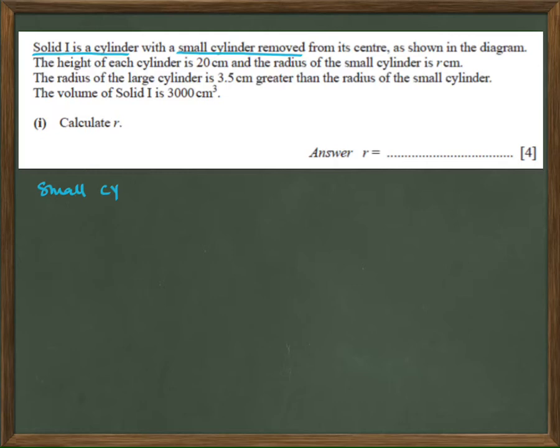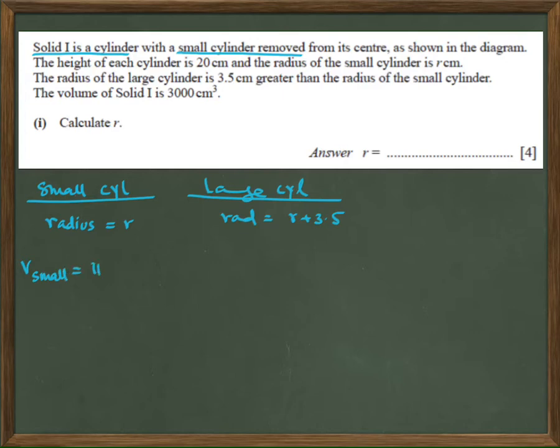There's a big cylinder and a small cylinder has been carved out of it. Whatever is left, that is the solid. That means the volume of the big cylinder minus the volume of the smaller cylinder. Of course, needless to say, both will be in terms of r. Let's look at the working. Volume of small, volume of large.